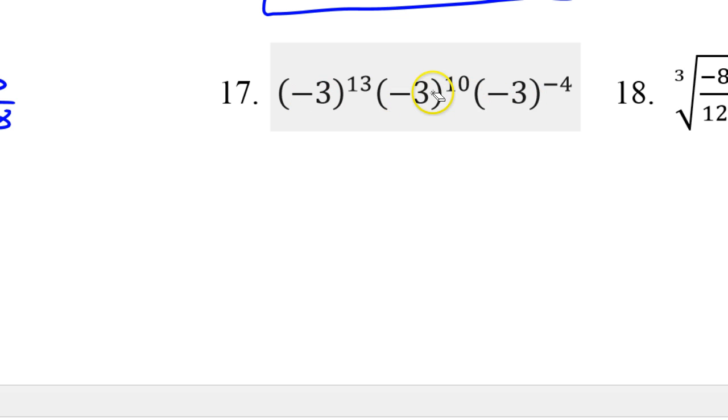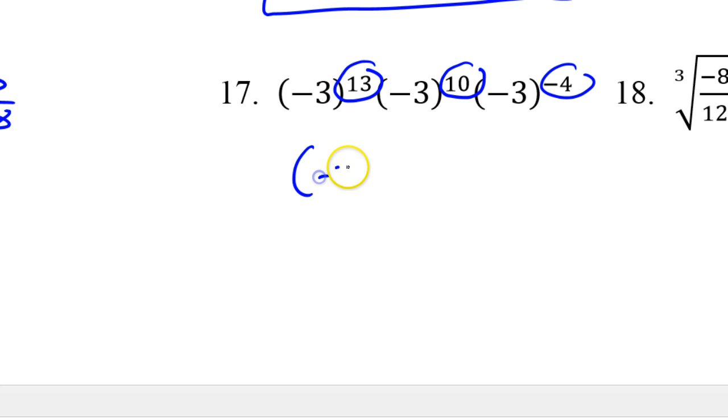All of these bases are the same. So all I'm really doing is adding these exponents, 10, 13, 10, and negative 4. That's all I'm really doing. Okay, so I've got negative 3. 13 and 10 is 23. Minus 4 is 19. So I've got negative 3 to the 19th power. That's why it was so big.